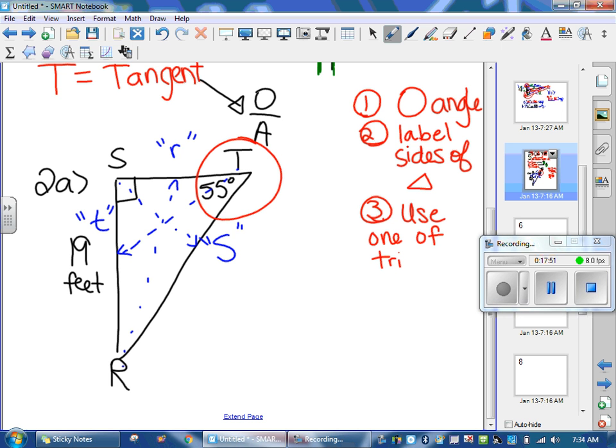Four, you're going to solve and include your units in the answer.